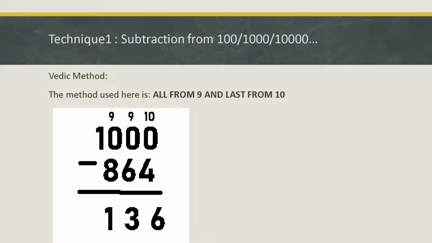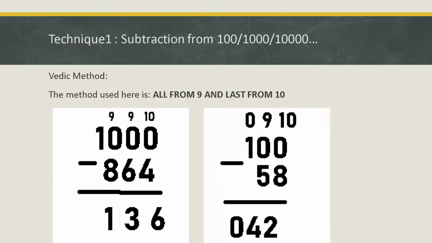For example, I will give you another example, which is 100 minus 58. In this, the last zero will change into 10, the middle zero will change into 9, and the 1 should be changed into 0. In every case, 100, 1000 or 10,000, the 1 at the first digit should be changed into 0, the middle zeros should be changed into 9, and the last zero should be changed into 10.